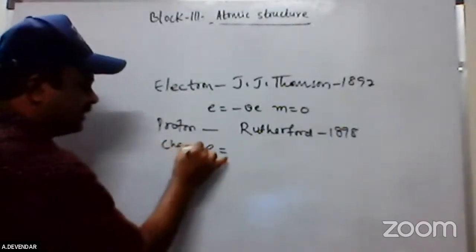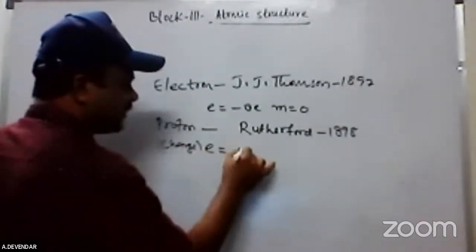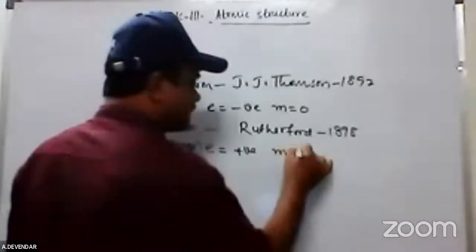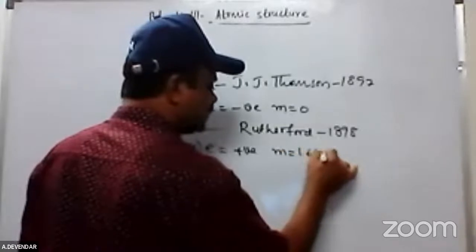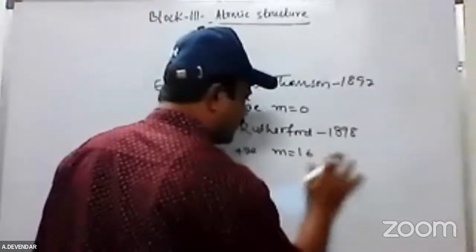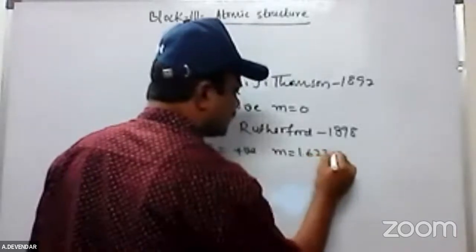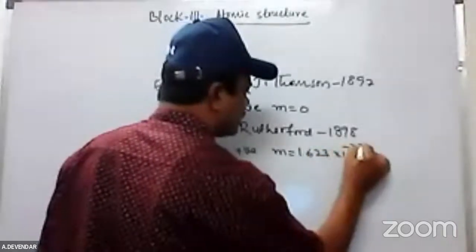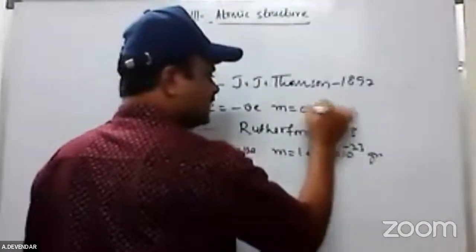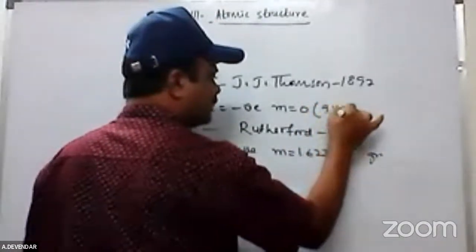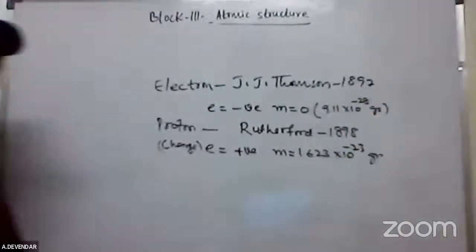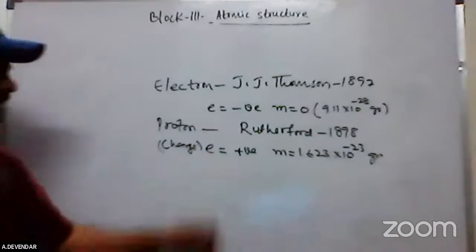Please remember, this is called a proton. The charge is positive and the mass is equivalent to the hydrogen atom mass. This is nothing but 1.66 into 10 to the power of minus 23 grams. Okay, I'm writing clearly. The electron mass is negligible. I'm using 9.11 into 10 to the power of minus 28 grams, if you want the clear picture. Okay, this is the mass.